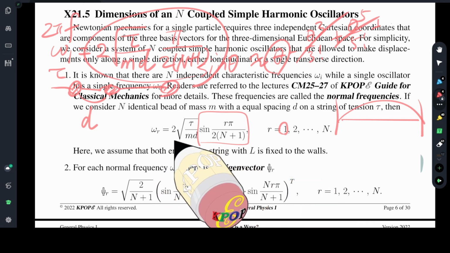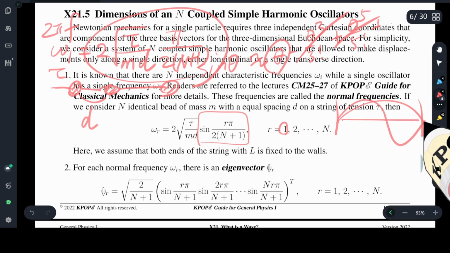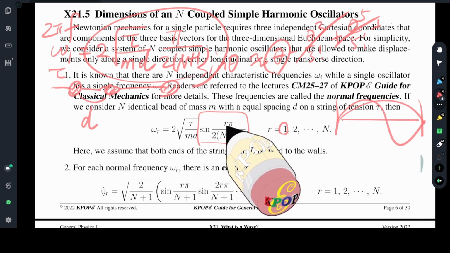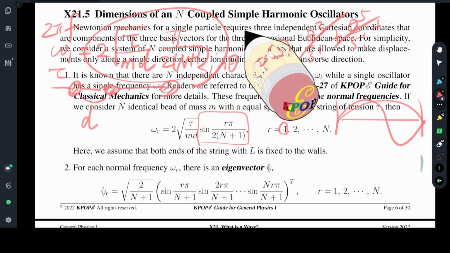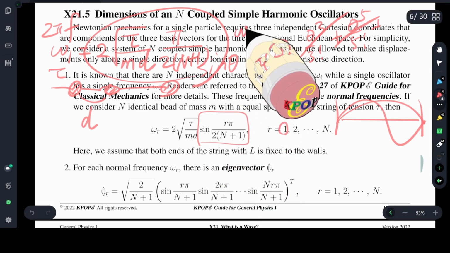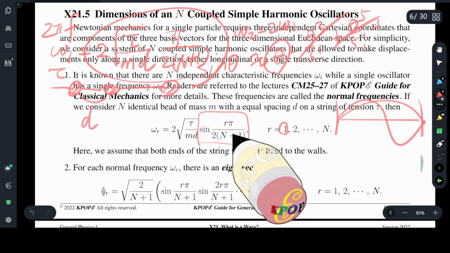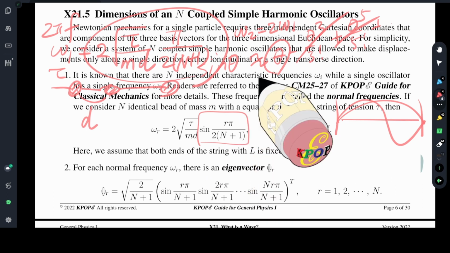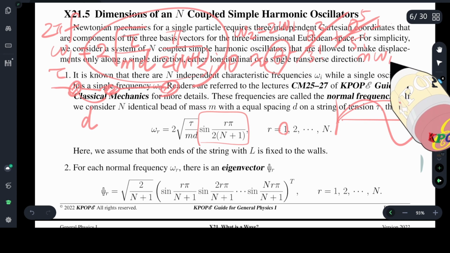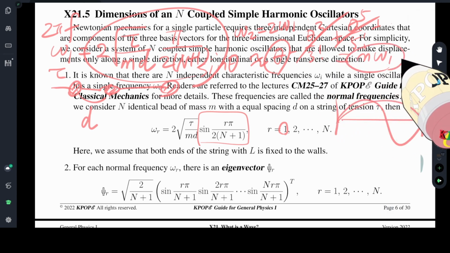All right. And then the first excited state, so the second harmonic, is the case r equals 2. Again, it is a small number. Then the next frequency is just 2 times omega 1. And the third one, again it is small, is 3 times omega 1. So n times omega 1 is the nth harmonic. However, it is not always true.